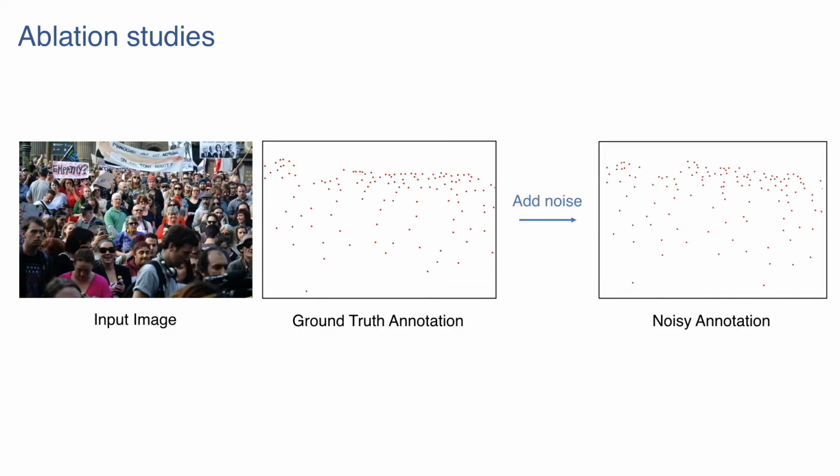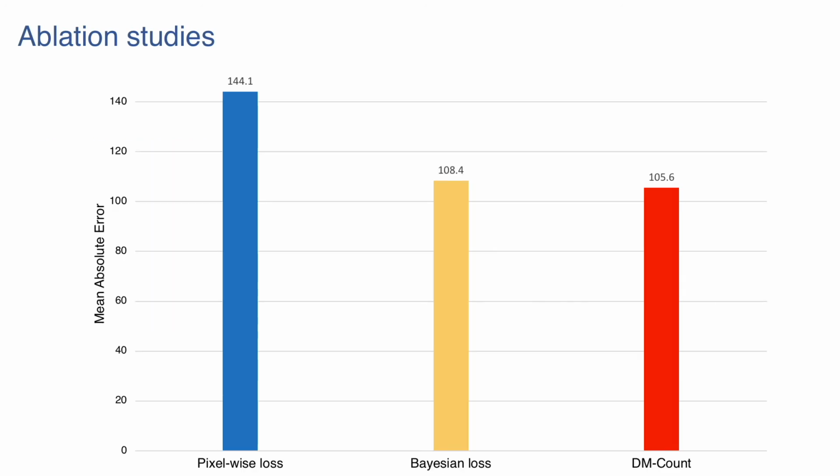Crowd annotation is performed by placing a single dot on a person. Such a process is ambiguous and could lead to inevitable annotation errors. We study how different loss functions perform with respect to annotation errors. We add random noise to the original annotation and train different models with the same noisy annotation. The proposed DM-Count is more robust to annotation errors compared to pixel-wise loss and Bayesian loss.